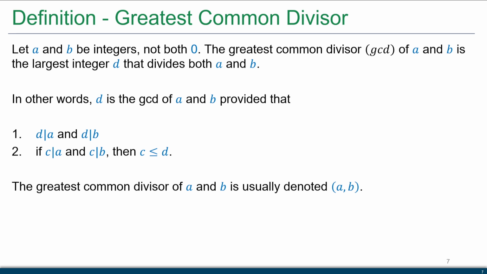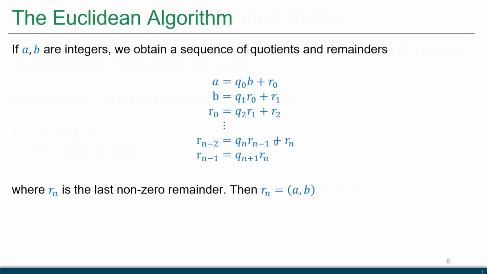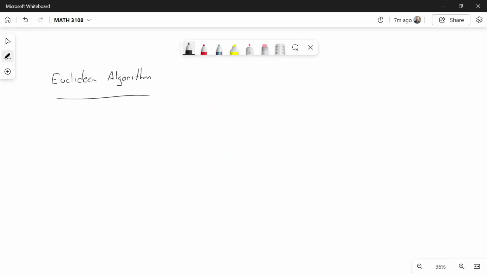So the next question is, if we want to find the greatest common divisor, how do we do that? In order to do that, we're going to use the Euclidean algorithm. Before I get into the Euclidean algorithm, this whole algorithm is based upon one condition holding true. Let's jump to the whiteboard for a second.